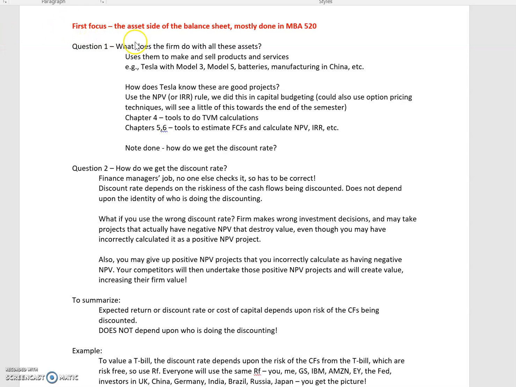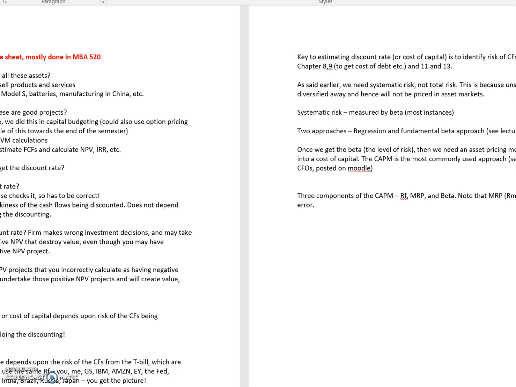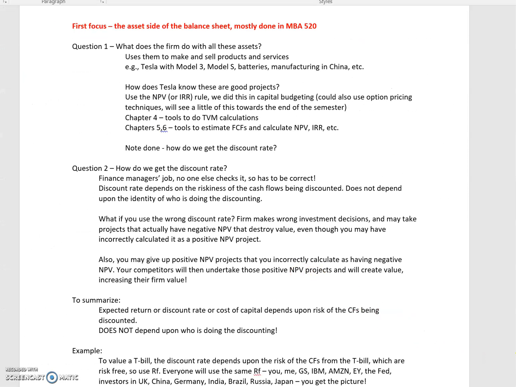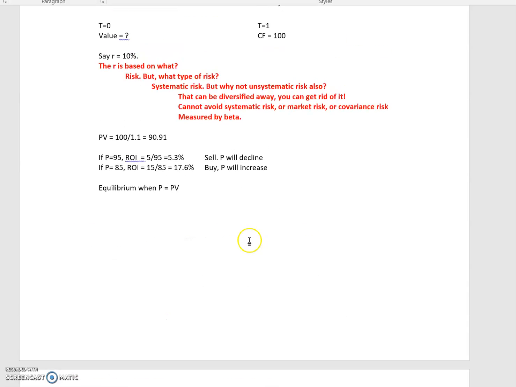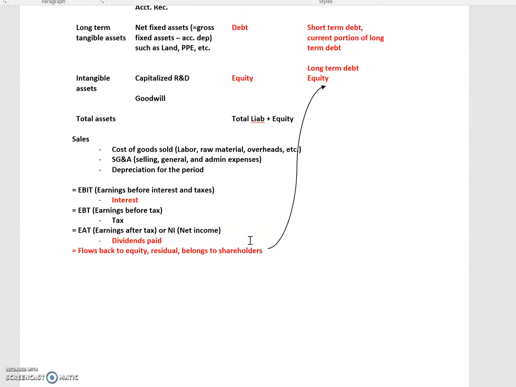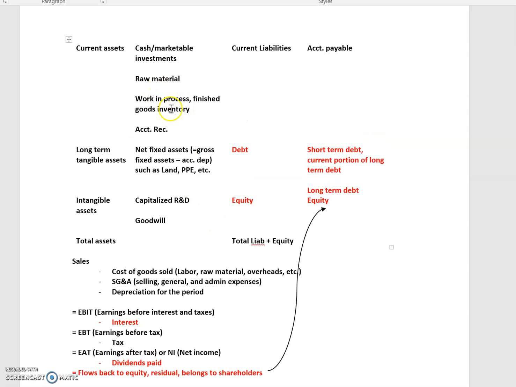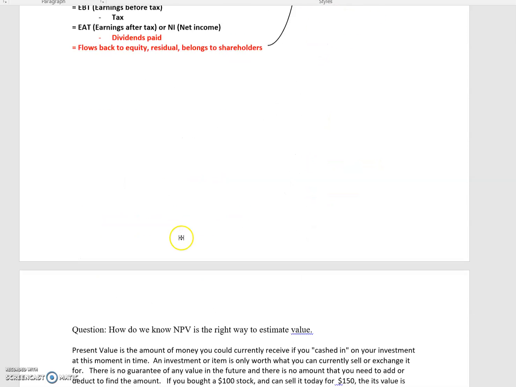So we are focusing on the asset side of the balance sheet, okay? And there are two main questions that we are going to address. So the first question is, on the asset side of the firm, we know the firm has all of these assets. So what are examples of these assets? It's going to have things like raw material, inventory, accounts receivable, property, plant, equipment, factories, machinery, land, and so on. Okay.